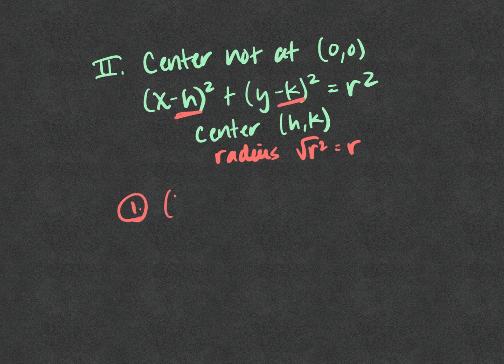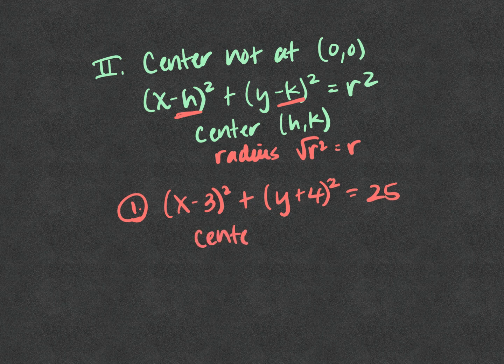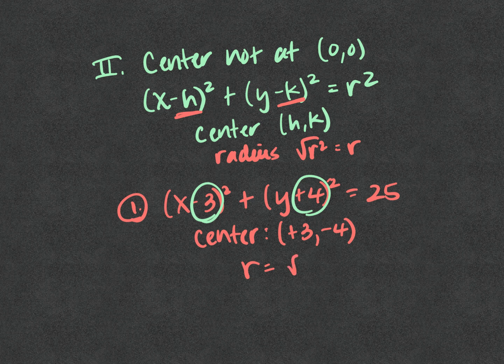Number 1, let's say we have x minus 3 squared plus y plus 4 squared equals 25. That's some fun numbers there. So the center, when you find the center, you're going to change the sign of this negative 3. So my center is at positive 3. That's the number with the x, so it goes in the x value. You're going to change the sign of the positive 4 to be negative 4. And the radius is the square root of 25, which is 5.